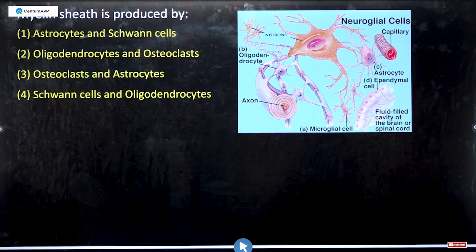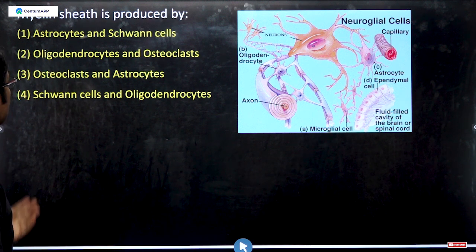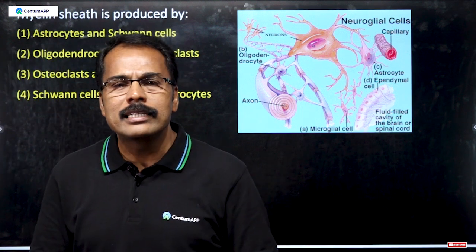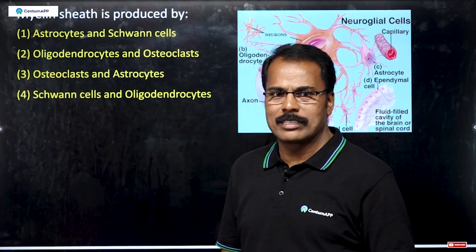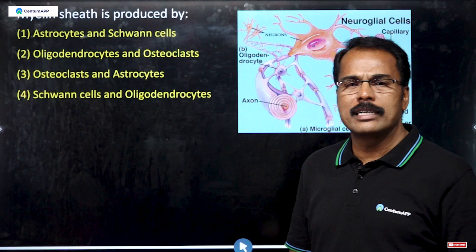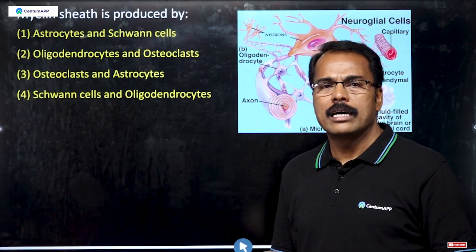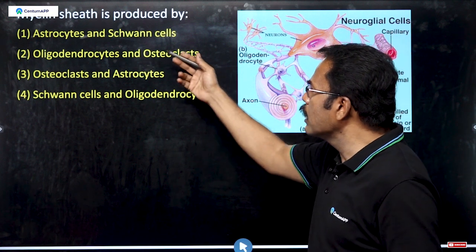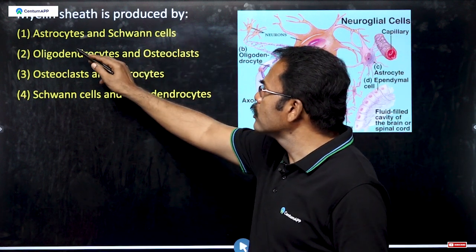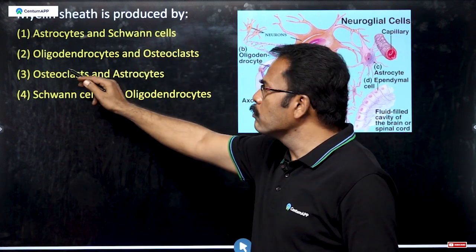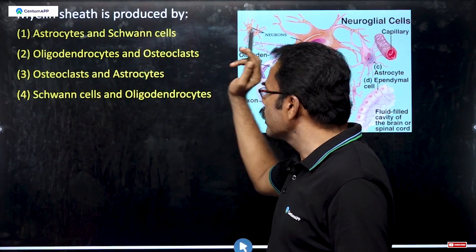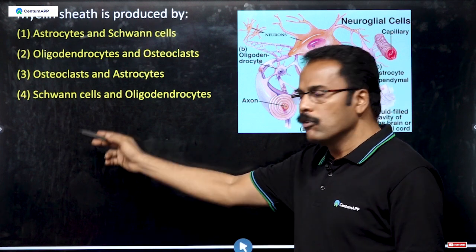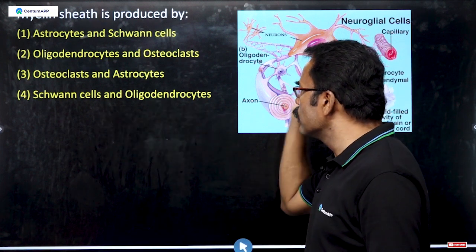Myelin sheath is produced by. Myelin sheath is a sheath which is found outside the axon of the neurons. If the myelin sheath is present on the axon, then they are called myelinated neurons. Let us see the options. Myelin sheath is produced by astrocytes and Schwann cells. Number 2, oligodendrocytes and osteoclasts. Number 3, osteoclasts and astrocytes. Number 4, Schwann cells and oligodendrocytes.